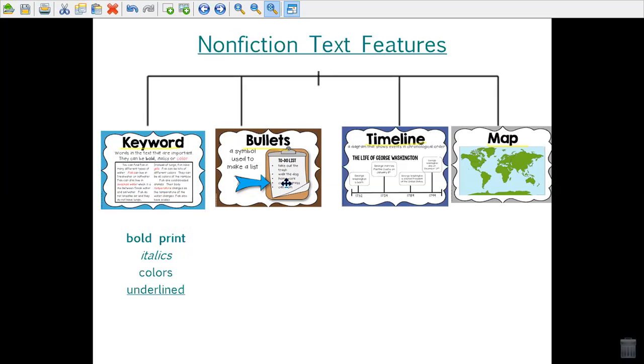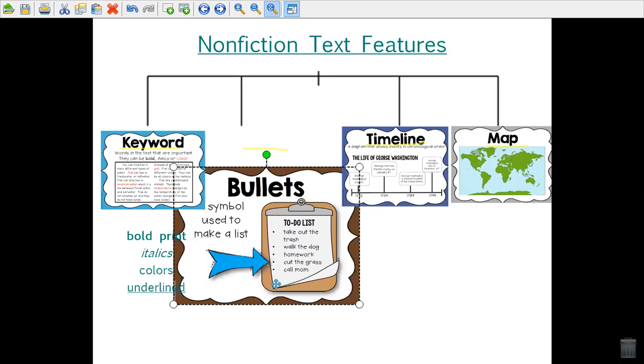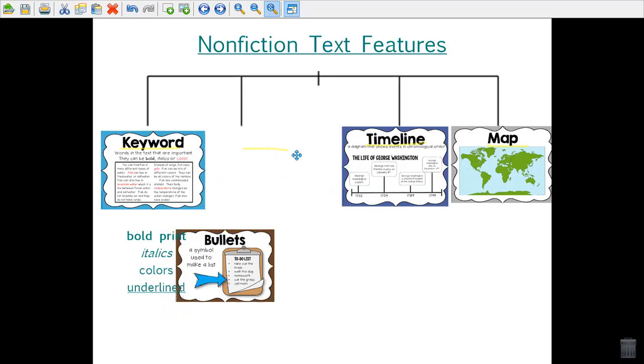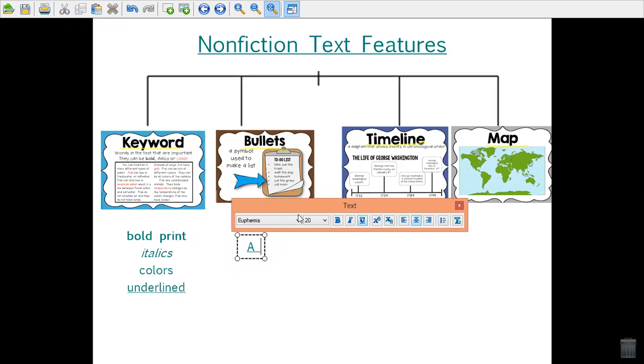Our next one is bullets, and that's a symbol used to make a list. So people put these little dots when they have a list they're making, see that? And those little dots are called bullets. It's a symbol used to make a list. So let's add that. A symbol used to make a list. Remember, pause the video so you can add your definition.